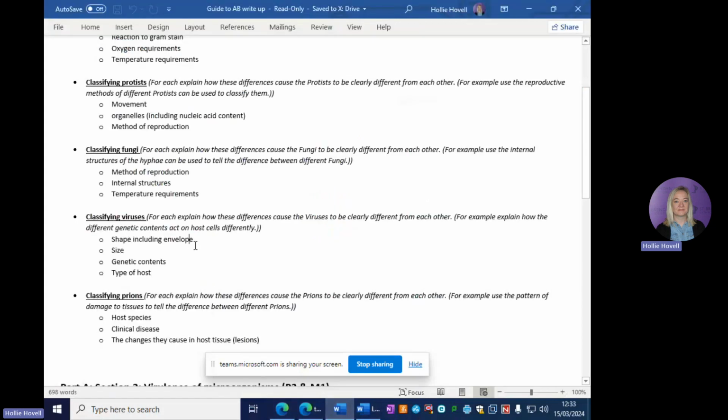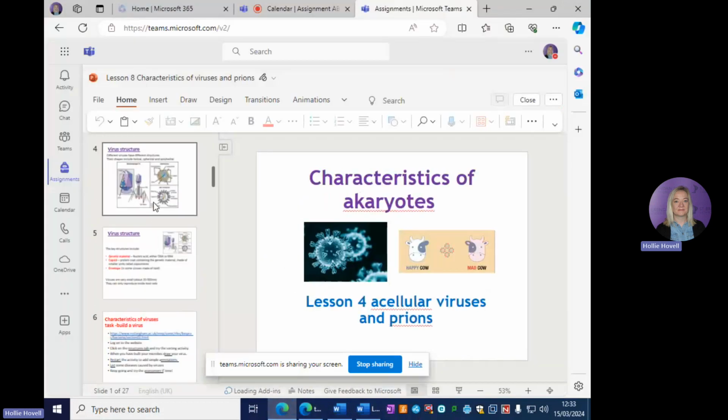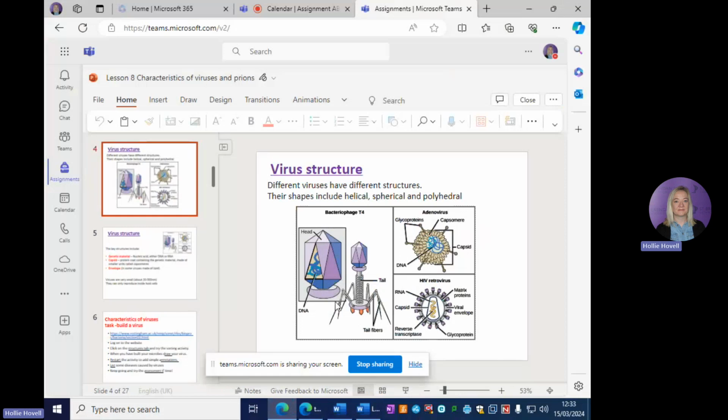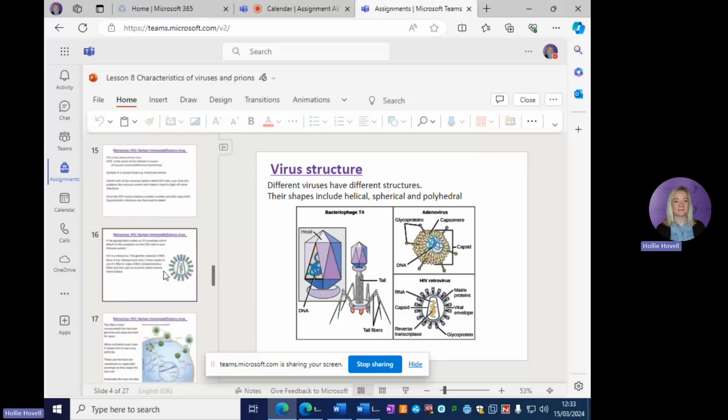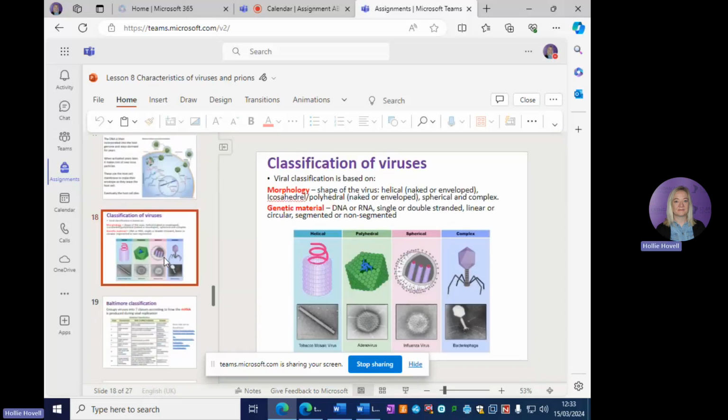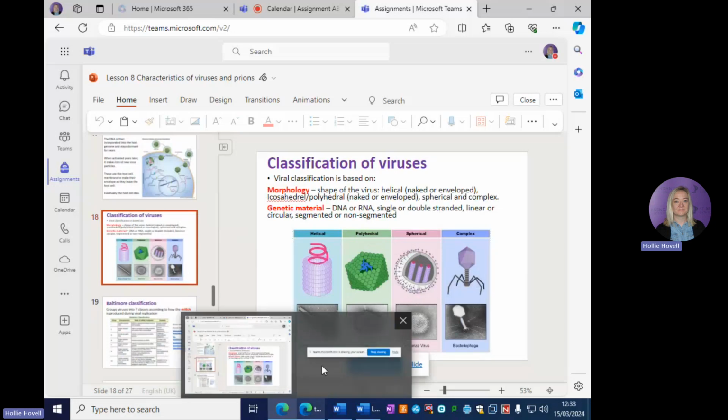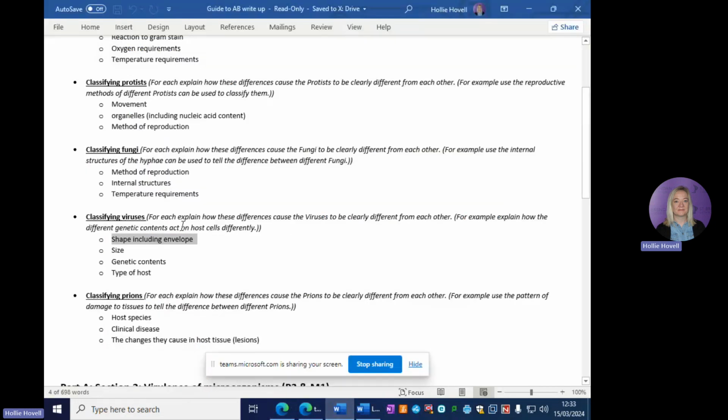So the first section for classifying viruses is the shape. Now viruses come in lots of different shapes. So we've got a few examples here. There's a good slide here about the shapes of viruses. So we've got helical, polyhedral, spherical, complex. So diagrams would be really nice. Photographs from microscopes are nice. Reference where you get your photos from and talk about what the characteristics of each of these shapes are. An example of each would be great. And compare how you could classify them based on those shapes.